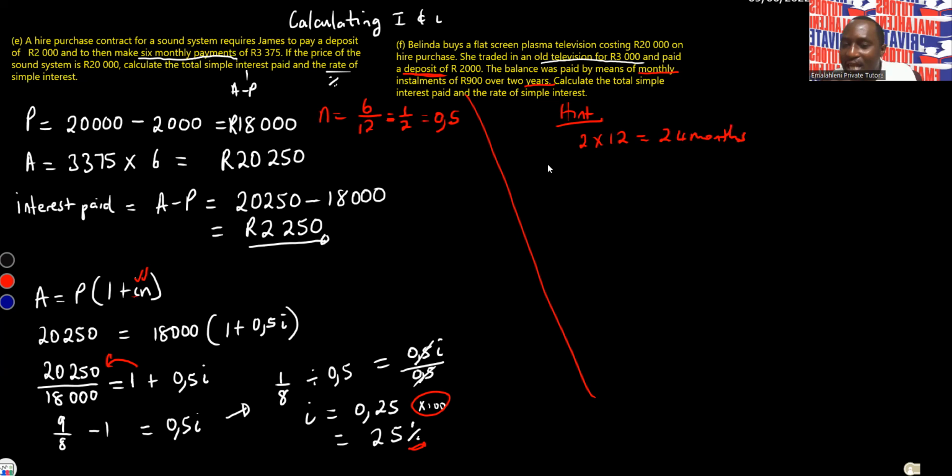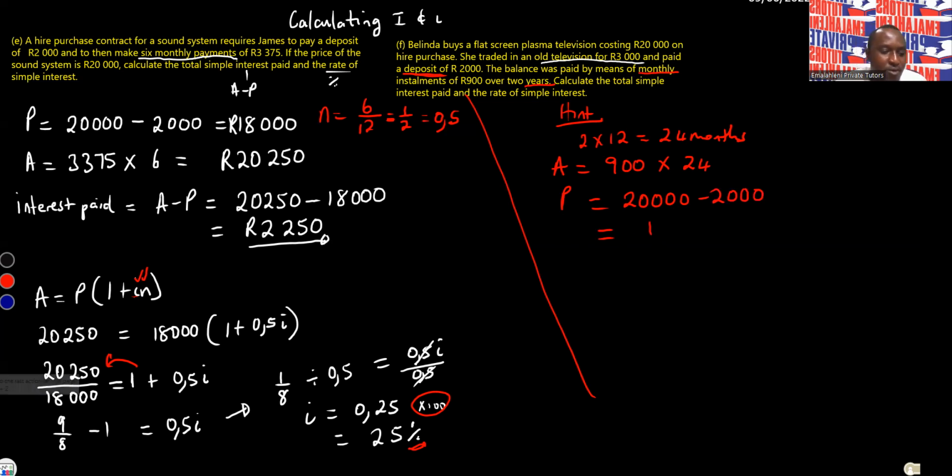Now, the total amount that was paid, which is our A, how do you get it? You say 9,000 times 24 months. Here is the thing. Some of you use the 2, so say 9,000 times 2. You're forgetting that it's monthly payments. Now, what is our P? Principal amount. Remember how we get our principal amount? We subtract the deposit that was paid. So the 3,000 that they are taking into consideration, you don't even worry about it. Don't stress about it.